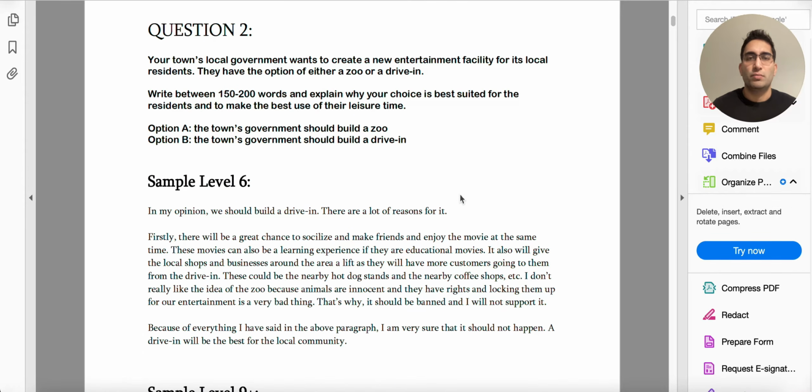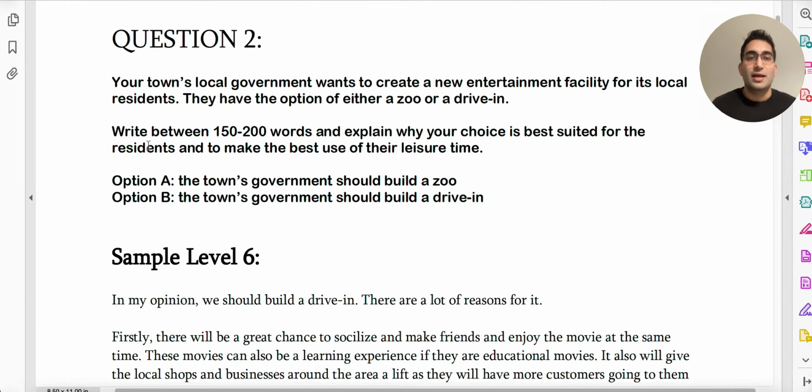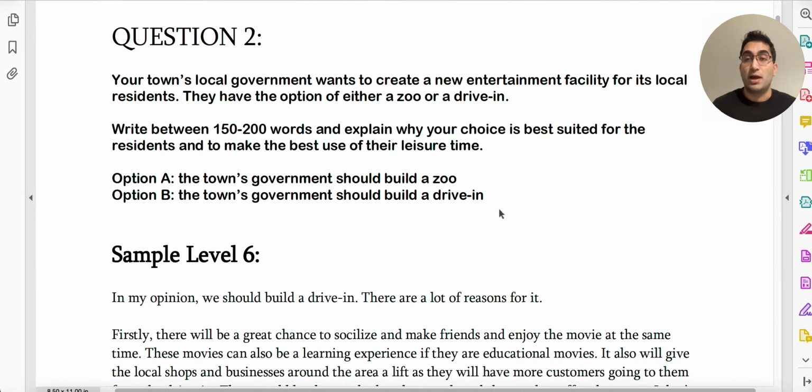This is where your mind needs to get ready for how the examiner thinks, because if you think like them, you can score a good mark. The question says, your local town's government wants to create a new entertainment facility for its local residents. So you have two options. You have a zoo or a drive-in. Option A, build a zoo. Option 2, get a drive-in.